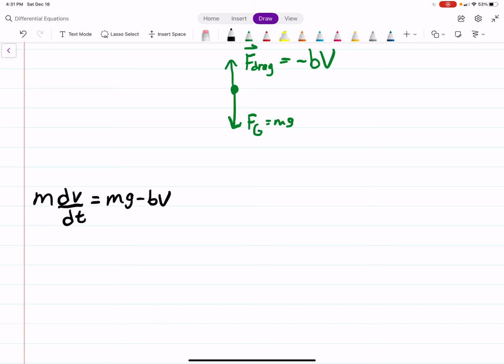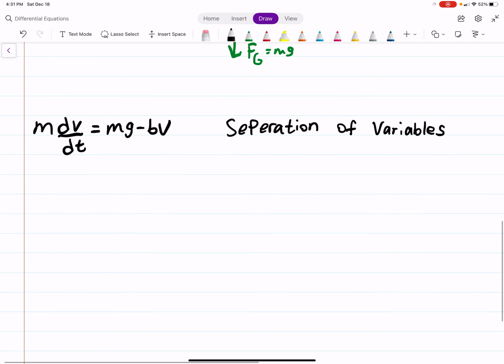And this really gets us into our first real technique for solving differential equations. It's called separation of variables. It's very common to be able to use this technique to solve pretty simple differential equations. I'm just going to work through this example, and then I'll talk about it in a little more detail. Essentially, separation of variables is when your variables, in this case v and t, can be separated on different sides of the equation.